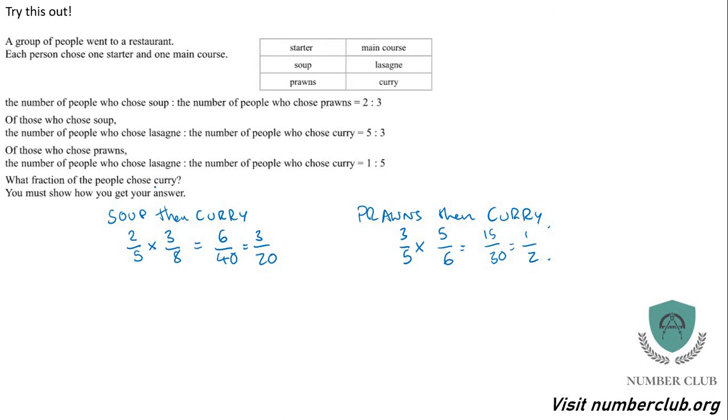So all we need to do is find out what fraction of people chose curry. So we need to add together 3/20ths of the people that chose soup and then curry, plus 10/20ths, a half is 10/20ths, isn't it? Of the people who chose prawns and then curry. So 13/20ths of all the people in the restaurant chose curry. Hopefully you got the same answer as me.